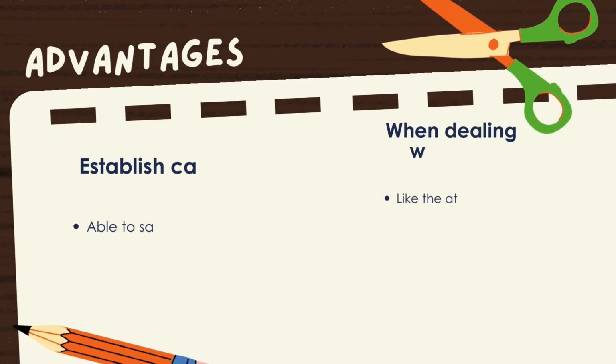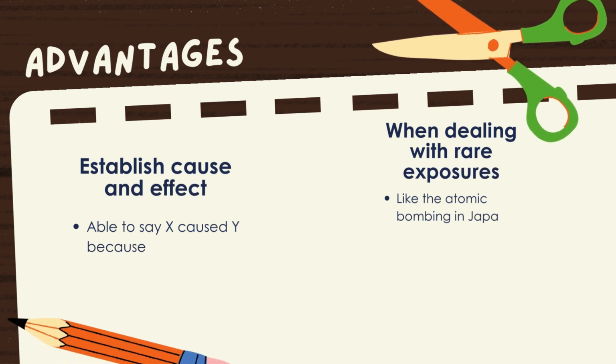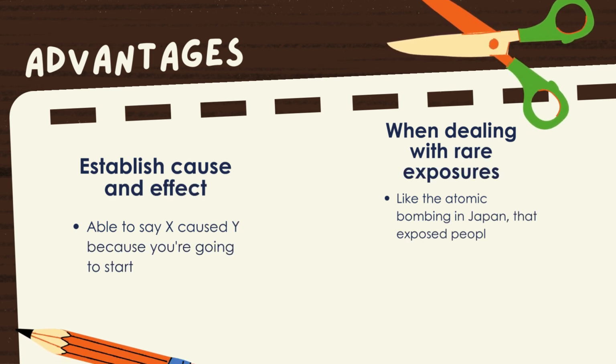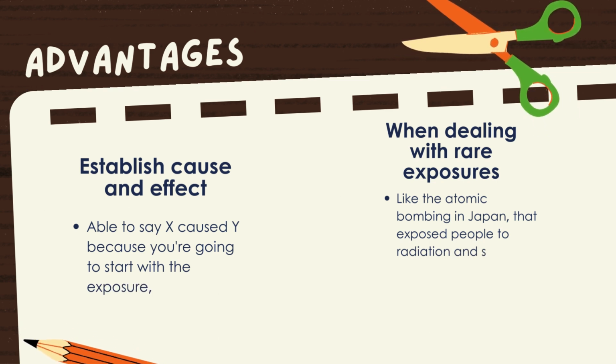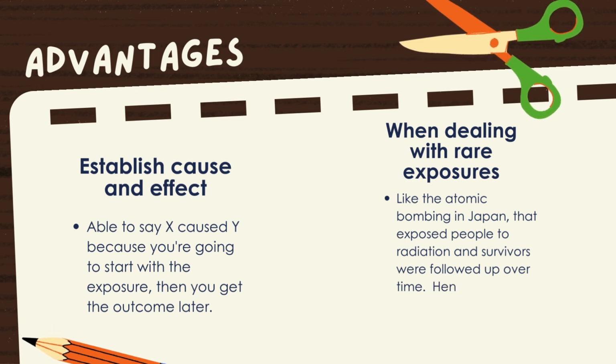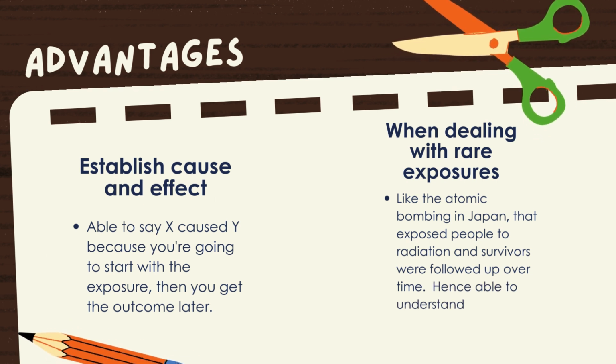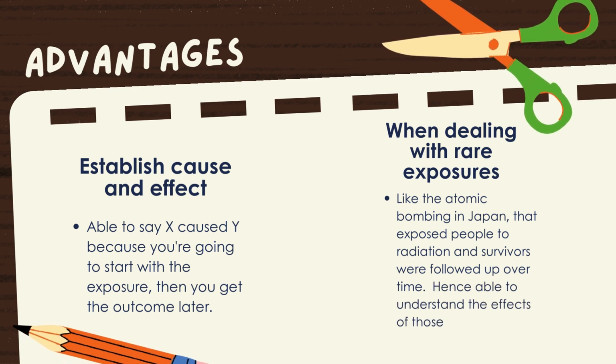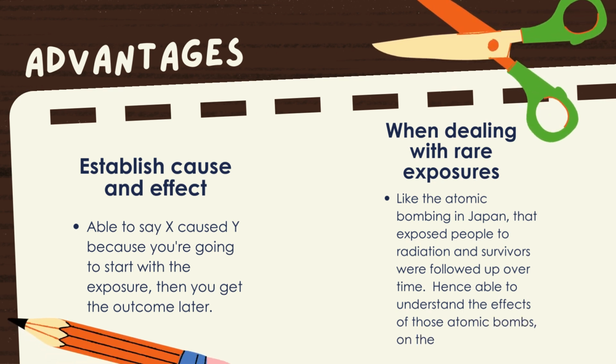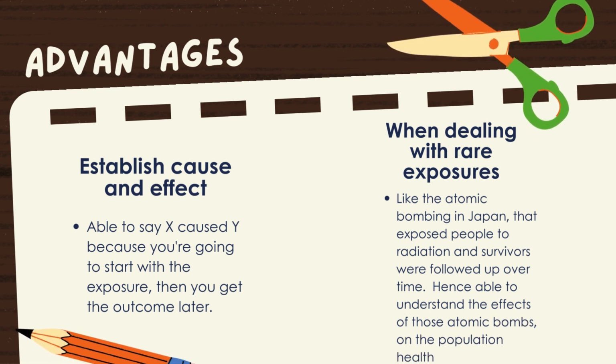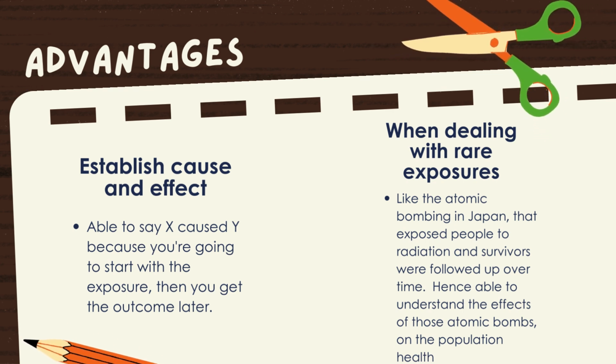The cohort study is advantageous because it is going to establish cause and effect. You're going to be able to say X caused Y because you start with the exposure, then you get the outcome later. Cohort studies are typically also good when you are dealing with rare exposures. For example, the bombing that happened in Japan. Those people who got exposed to the radiation were followed up over time, and we were able to understand the effects of those atomic bombs on the population health without having so many people followed up, just a few of the survivors.